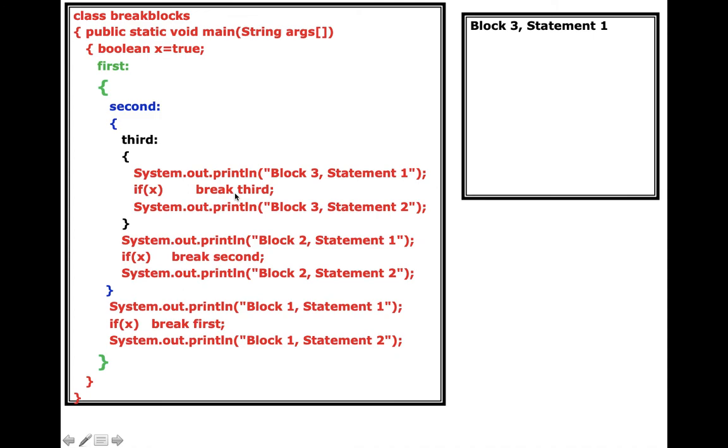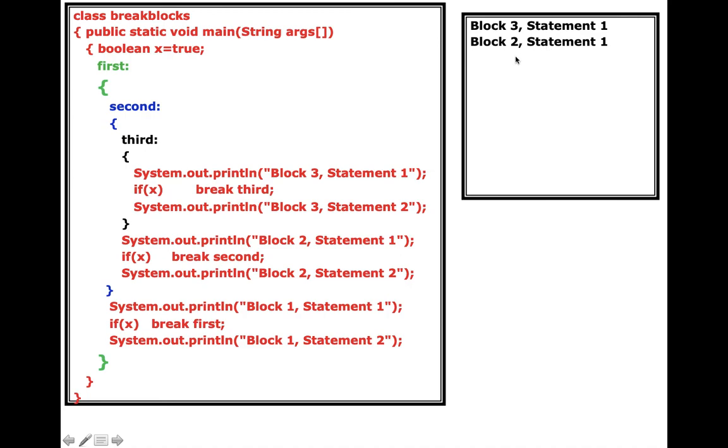Now what break third will do, as we studied on the earlier screen, is that when the break statement executes, it terminates the labeled block. So break third will terminate this third block. Now tell me whether this SOP will execute or not. This one? No, it won't. From here, see the mouse pointer, the compiler will directly come out over here and will execute the next SOP. Now tell me what is the output. It will display block 2 statement 1.